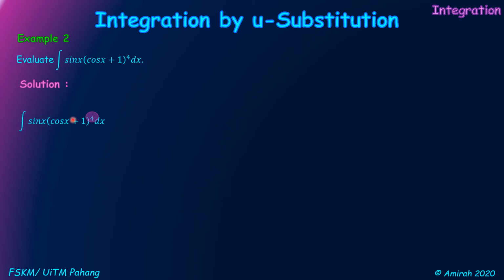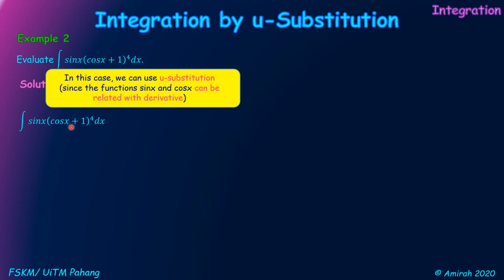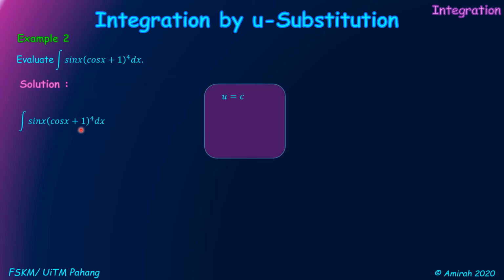So from here, we have the power of 4 here. So we cannot expand, because it has a bracket to the power of 4. Or maybe we are capable of expanding to the power of 4 here. So in this case, we can use u substitution since the functions sin x and cos x can be related with the derivative. So in this case, let's say we choose u equals cos x + 1.